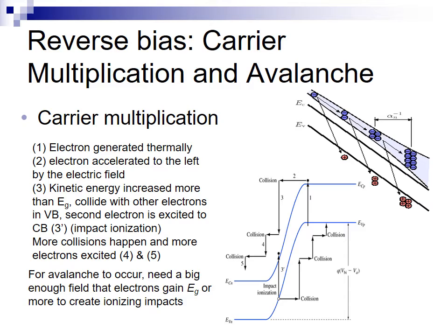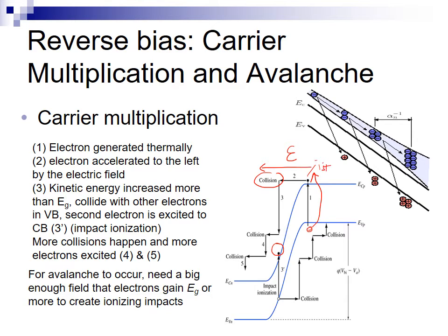Carrier multiplication happens when the reverse bias is very large, thus producing a strong electric field. When an electron is thermally generated in the P side near the transition region, it will be accelerated to the N side by the electric field. The kinetic energy of this electron is larger than the band gap, so it collides with another electron in the valence band, and that second electron is generated to the conduction band. This is called impact ionization.